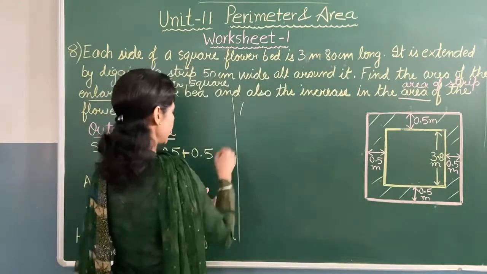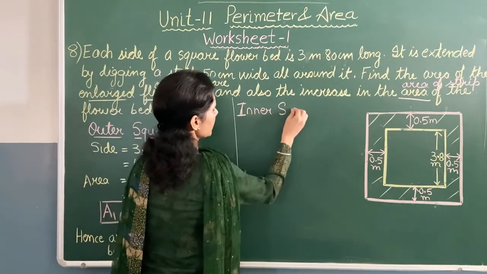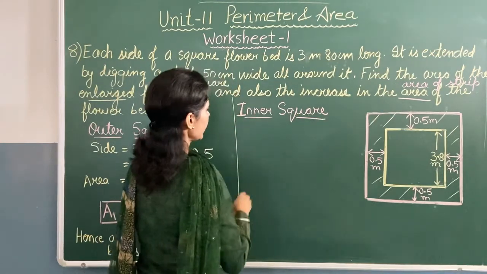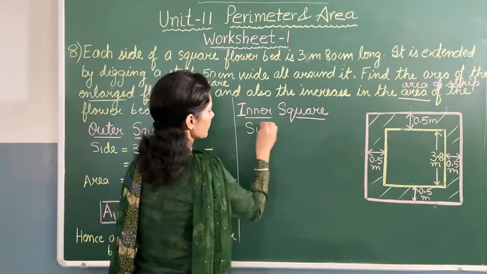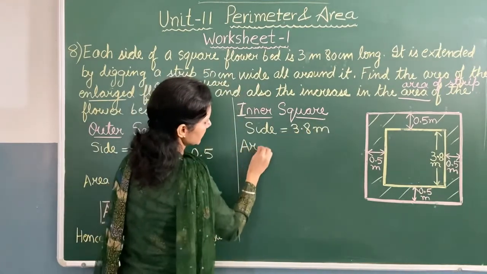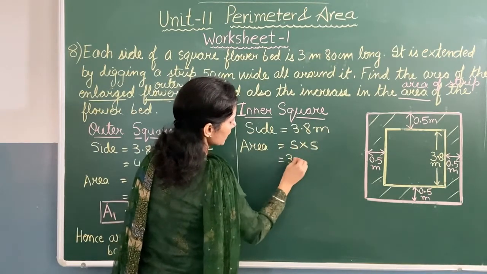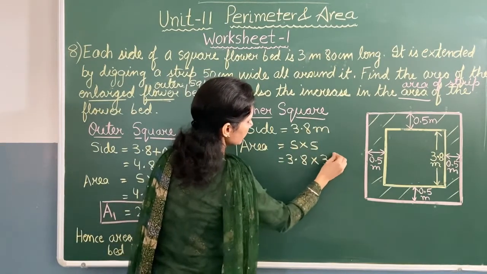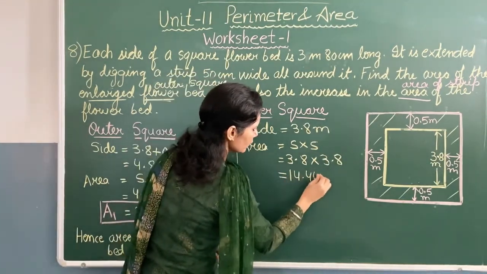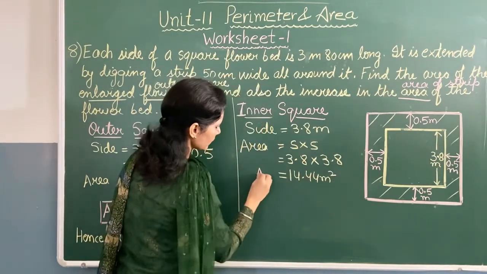So let's give the heading as inner square. We know the side of the inner square. It is 3.8 meters. So we can easily find out the area. Area is equal to side multiplied by side, that is equal to 3.8 multiplied by 3.8, which comes out to be 14.44 square meters. Let's name it as A3.